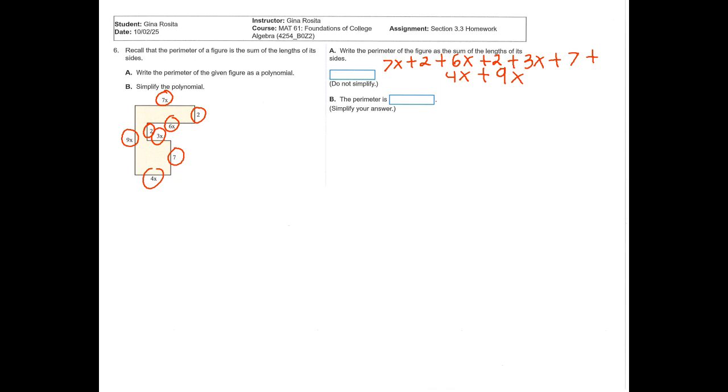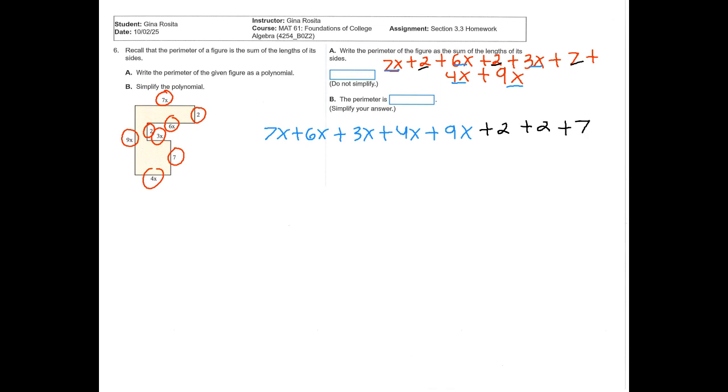Now, for the B, the perimeter, you have to simplify. Okay, so now I just put together, yeah, 7x. I just use the blue one. Okay, this is 7x, 6x, 3x, 4x, 9x. Okay, just put 7x plus 6x plus 3x plus 4x plus 9x. Okay, the next one, you add the numbers 2 plus 2 plus 7. So we have plus 2 plus 2 plus 7.